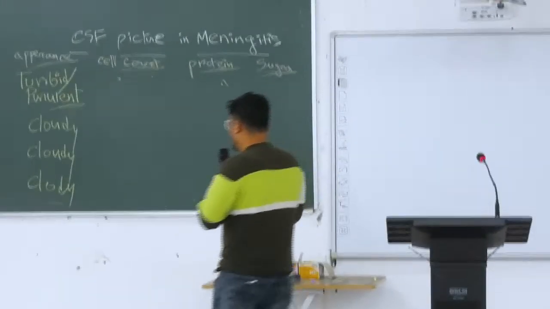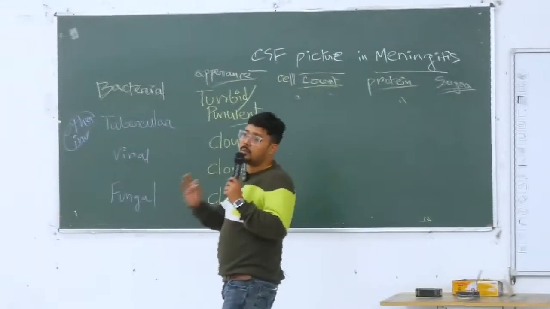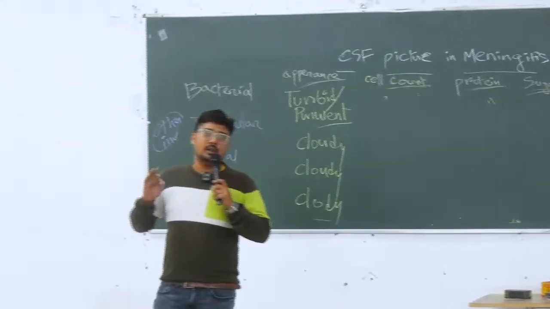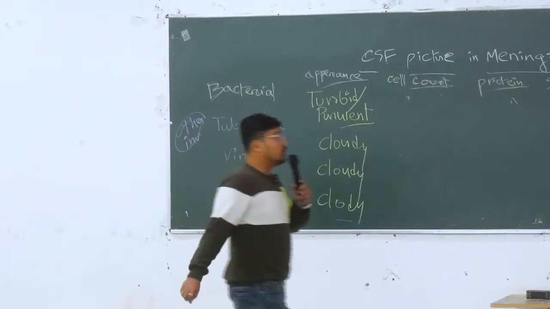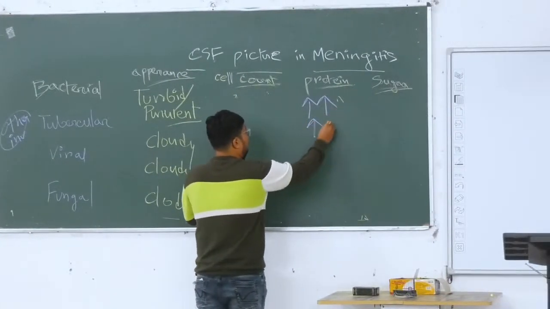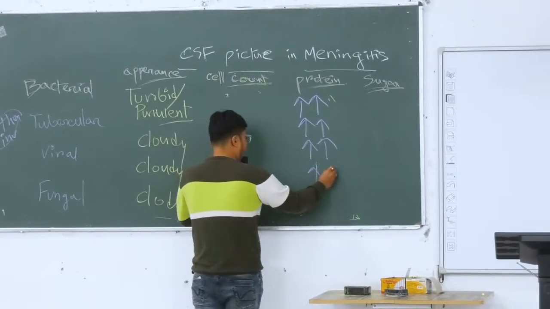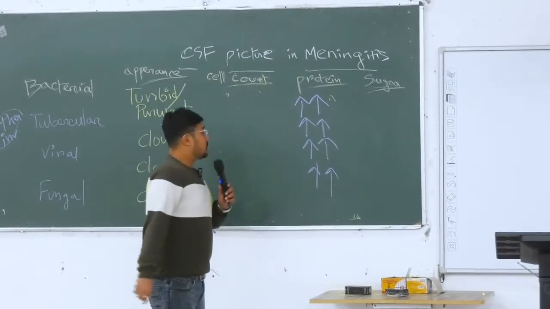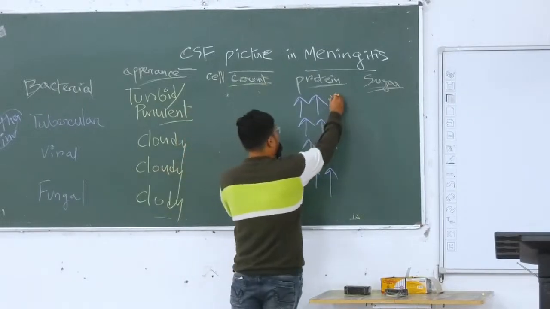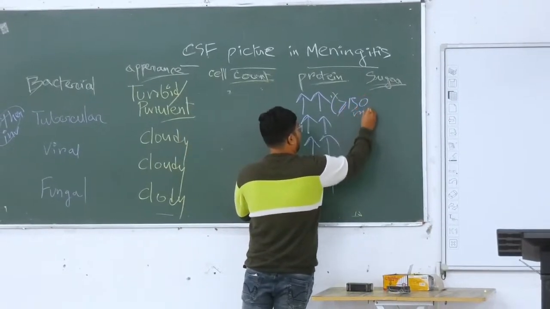So in bacterial, tubercular, viral and fungal meningitis, whatever the type of meningeal involvement, the protein count will be more. The protein count will be more in every type of meningitis. And it is maximum in bacterial meningitis, more than or equal to 150 milligram per dL.